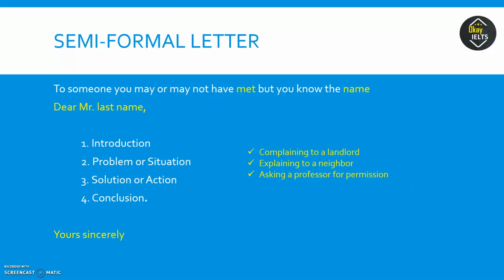The next one: suppose you haven't met a guy, but you know the name. Say you are complaining to your landlord. There are chances you might have met or you might not, but you know the name very well. Or you are explaining something to your neighbor who recently came to your neighborhood. Or say you're asking a professor for some kind of permission. You know the name, and you may or may not have met.